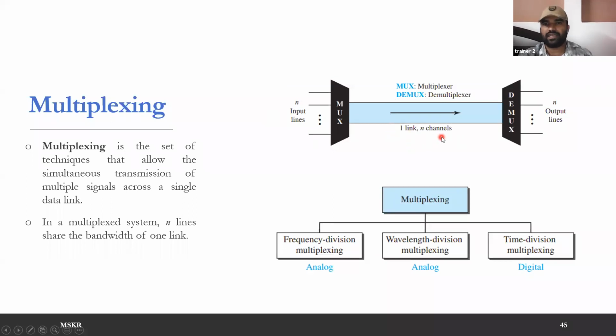The channels can be with respect to frequency, or with respect to wavelength, or with respect to time. By sharing a single communication link, that is one medium among n communications, that means m input users or systems and n output users or systems, you make sure that you are efficiently using the medium.